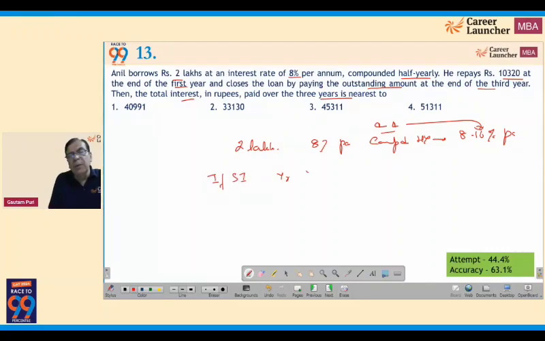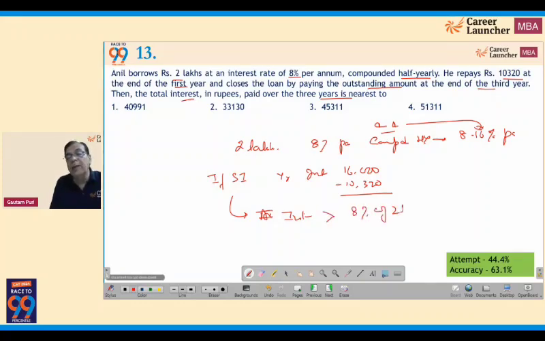year 1 interest would be equal to 16,000. Isn't it? And how much did he repay? He repaid only 10,320. That means he still has the interest of the first year to pay. So can I say, if it is simple interest, the amount of interest he would have paid would be greater than 8% of 2 lakhs into 3 years.